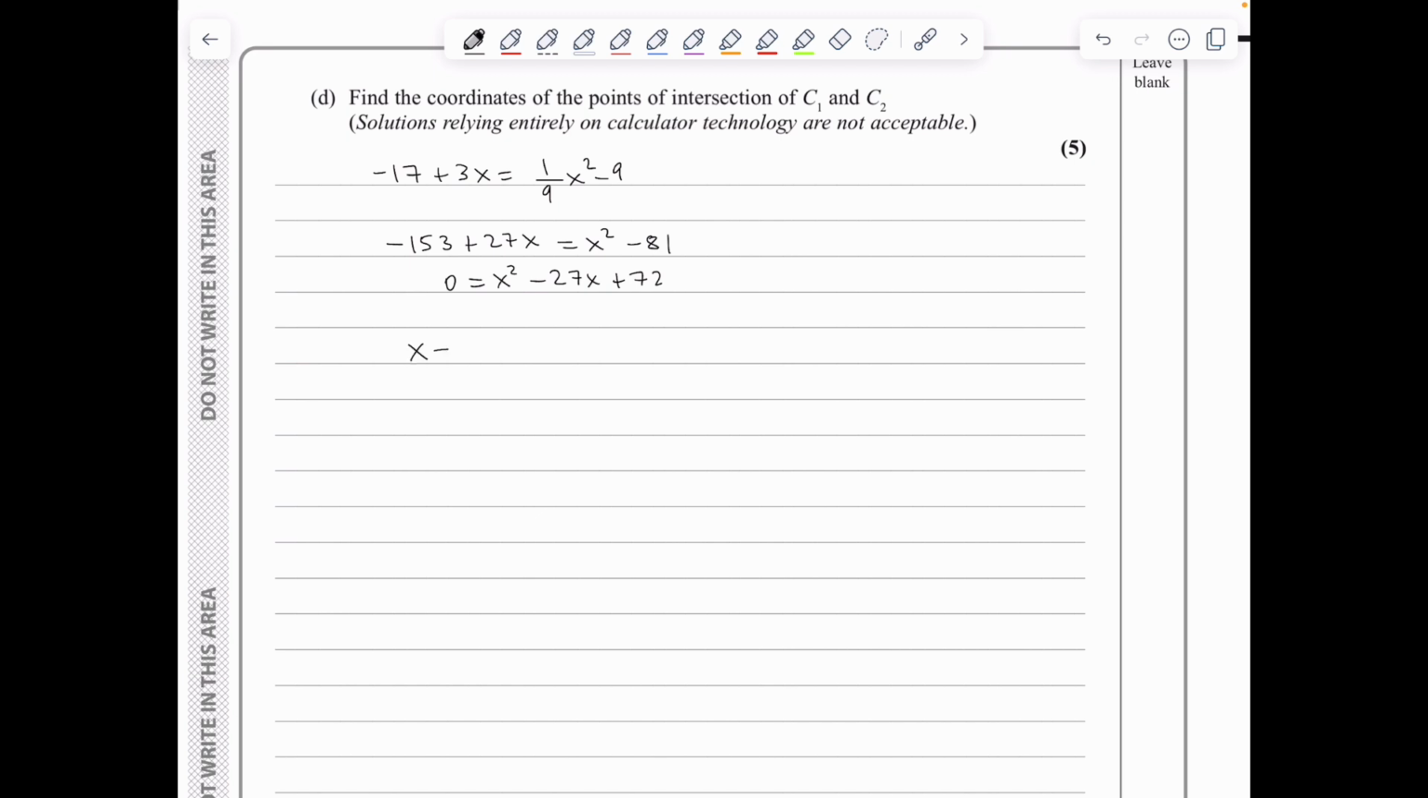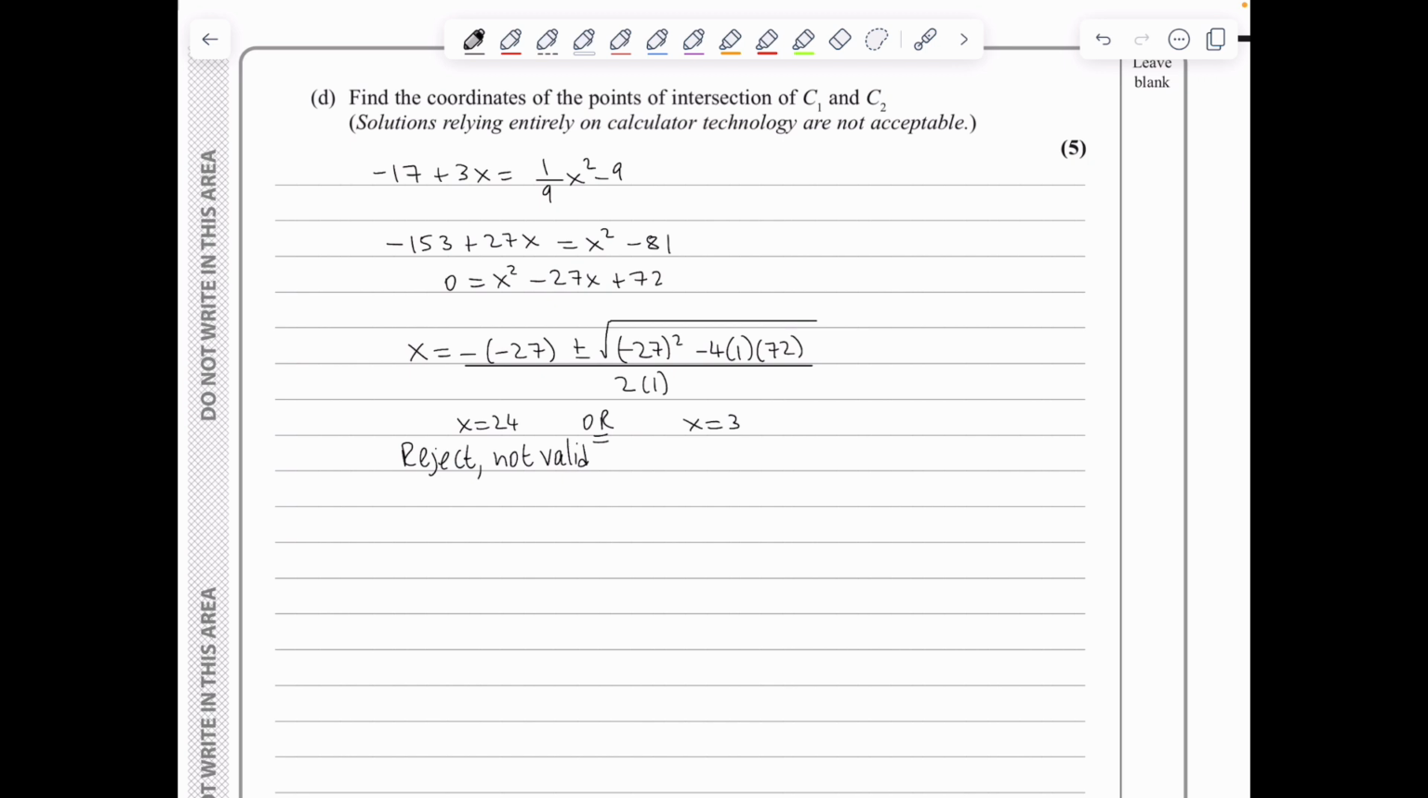So we've got x is minus negative 27 plus minus the square root of negative 27 squared minus 4 times 1 times 72, all divided by 2a, which is 2 times 1. We get solutions of x is equal to 24, or x is equal to 3. For 24, we can see that it is not within the range of values from the graph. So we reject it, we say it's not valid, and we proceed with the solution of x is 3.